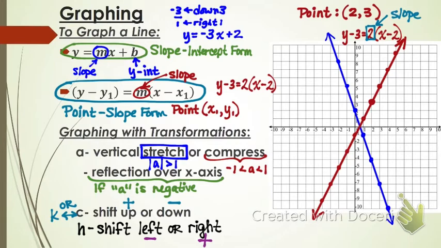Your h value, if there is one to look at, would always be inside parentheses with x, and that'll do left and right shifting. Because it's inside parentheses, to find the true value, you'd have to set it equal to 0, so it would behave just like this point slope form up here for your h. Anytime it's in parentheses or anytime it's having an operation with the x value, you have to set it equal to 0. You guys ready to do some practice with graphing?